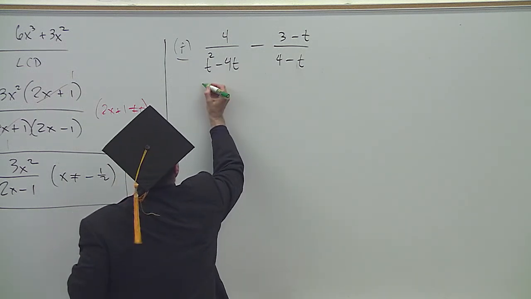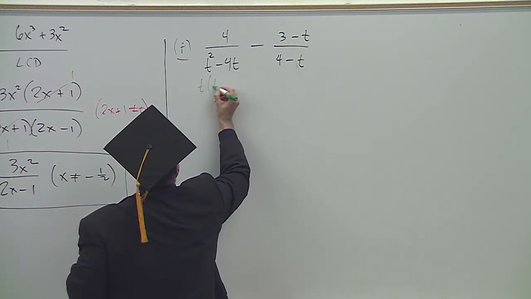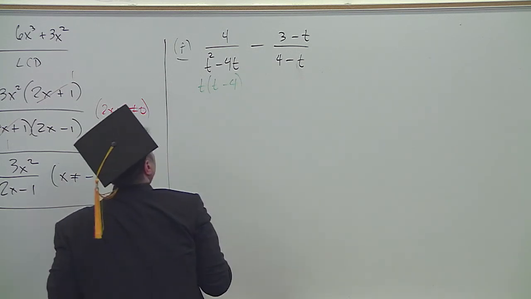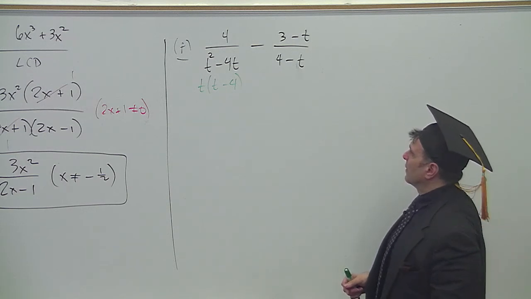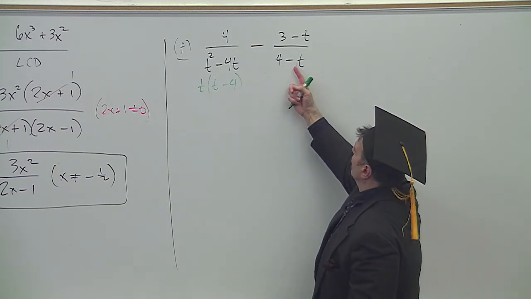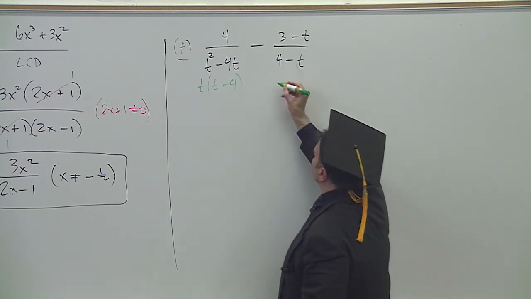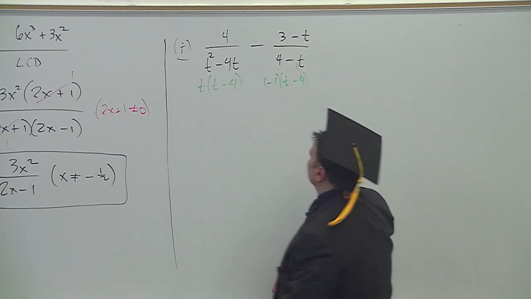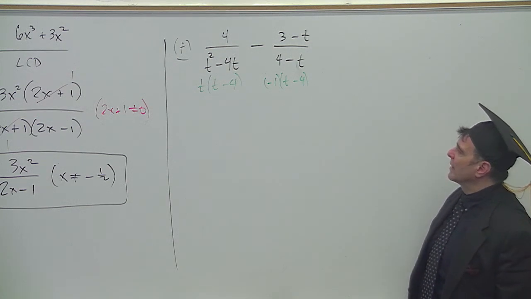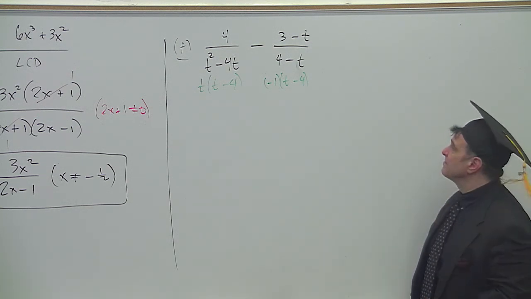Our first denominator factors as t times t minus 4. And you might think that the second denominator doesn't factor at all, but remember that when the coefficient of the variable is negative, we recommend writing it with a factor of -1. We're going to write that as -1 times t minus 4.